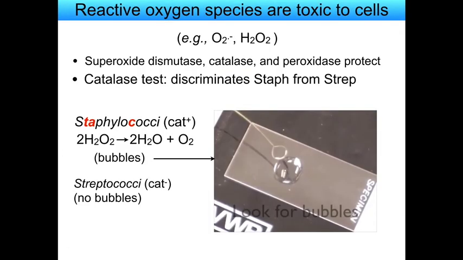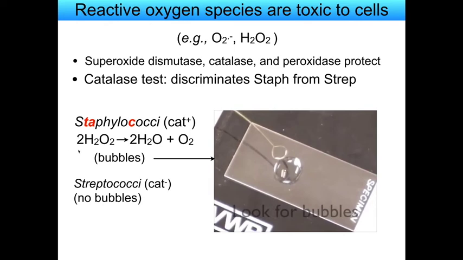As I mentioned before, reactive oxygen species are toxic to cells. They're produced in the metabolism of oxygen, and these include superoxide anion, hydrogen peroxide, and also hydroxyl radical. And so bacteria living in an oxygen environment produce superoxide dismutase to handle the superoxide anion, and catalase or peroxidase to protect them from hydrogen peroxide. You're going to learn how to do a catalase test in the lab. This catalase test discriminates staphylococci from streptococci. These are major human pathogens.